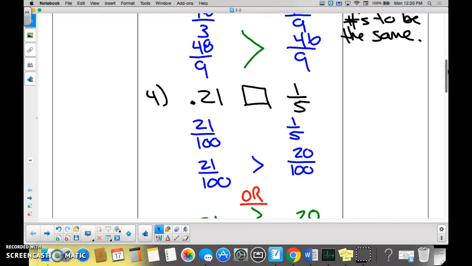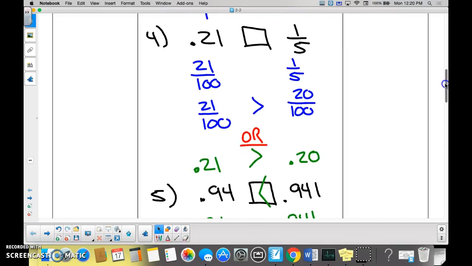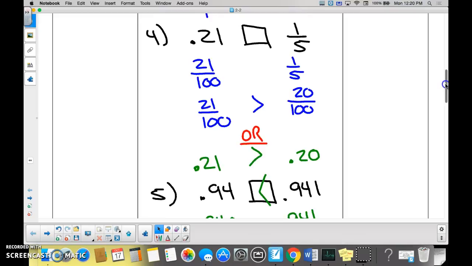Number 4, if you have a decimal and a fraction problem like so, you pick. You either pick a decimal for both of them or a fraction for both of them. You can see on number 4 that we had one group who chose to work in fractions, and we have another group that chose to work in decimals.